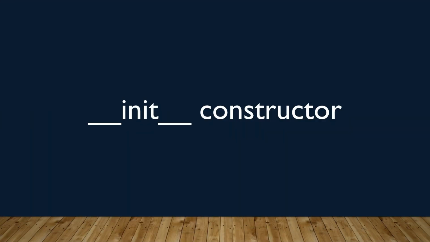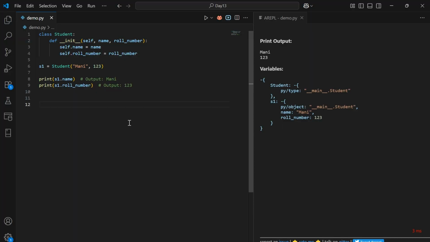Next, let's discuss the init constructor. When you create a student, you want to immediately assign their name and roll number. Python has a special function called init that automatically runs when you create a new object. Init is a constructor that runs when an object is created. Self.name and self.roll number are useful for assigning the values to the object variables. This line is helpful for passing the values to the init constructor. Next, s1.name and s1.roll number are useful for accessing the object's name and roll number. After executing this piece of logic, the output would be Money and 123.